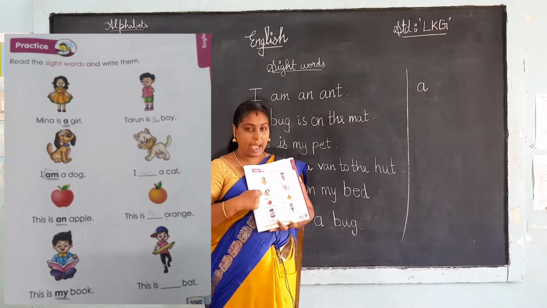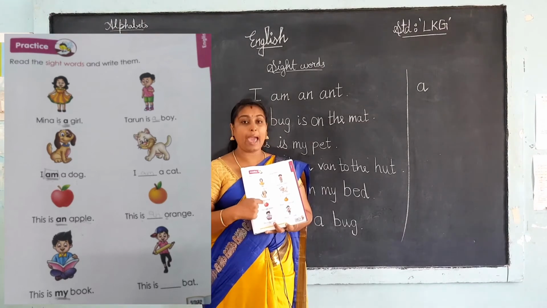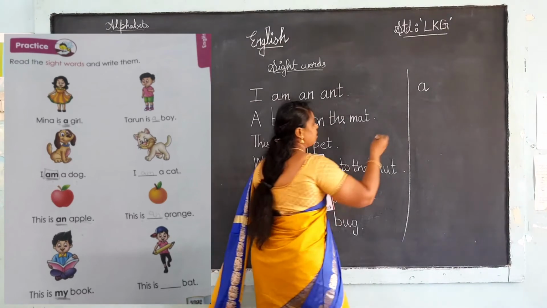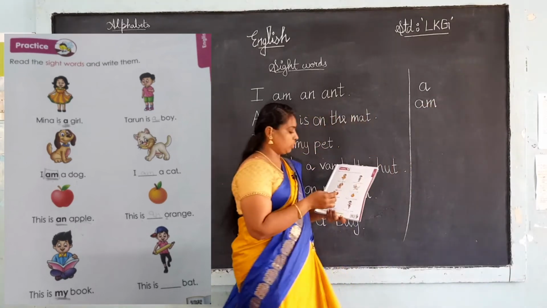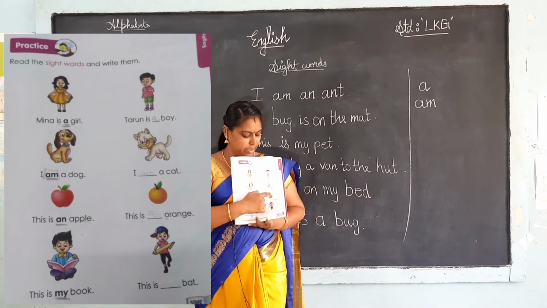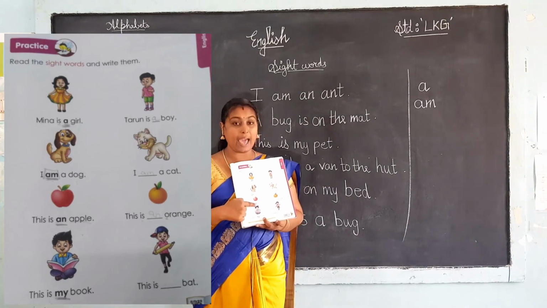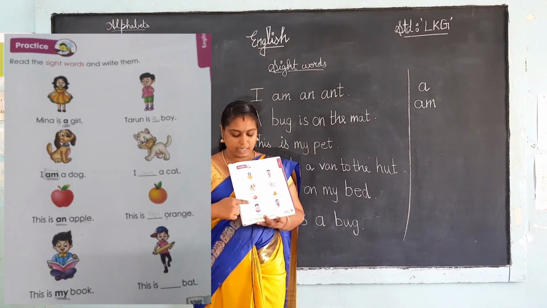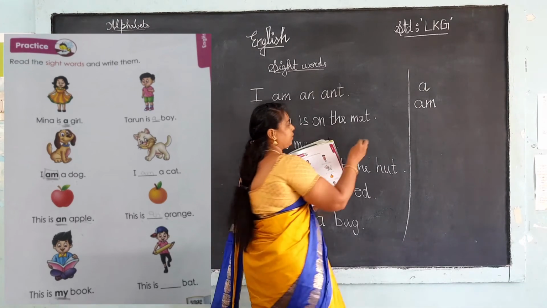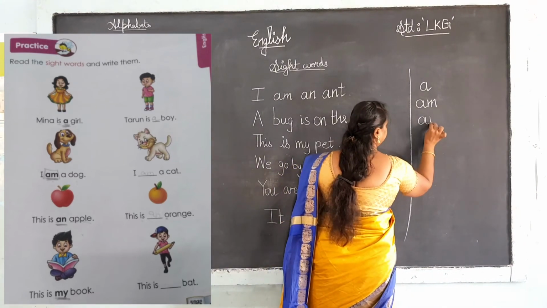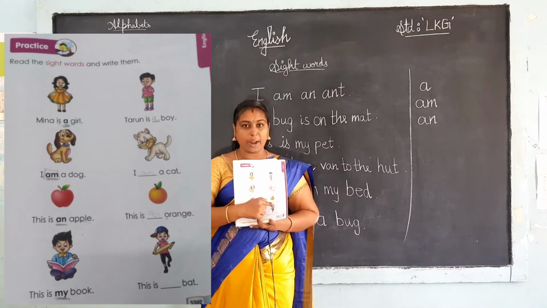The next one, I am a dog. I am a dog. am. So you want to write, I am a cat. The next one, this is an apple. This is an apple. an. So you want to write an.